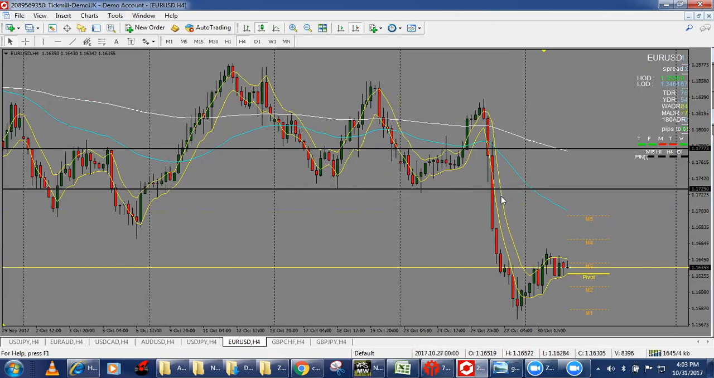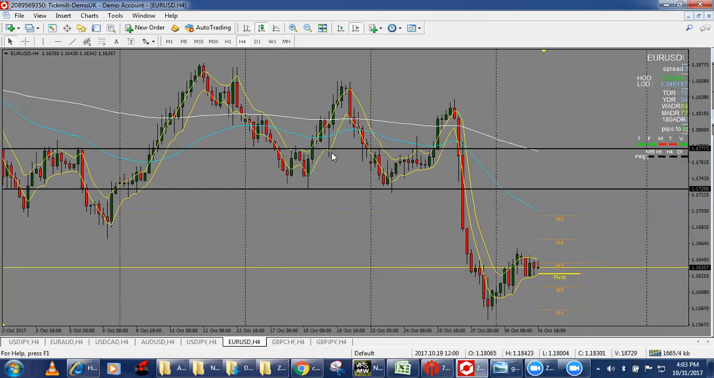But henceforth, the trend continued to go down. At least I like to think that my analysis was not bad. My analysis was good, right? So with my 5 EMA, what I'm looking for is price to close below the 5 EMA, with the 50 above and the 200 above. That's it. That's my entry signal.